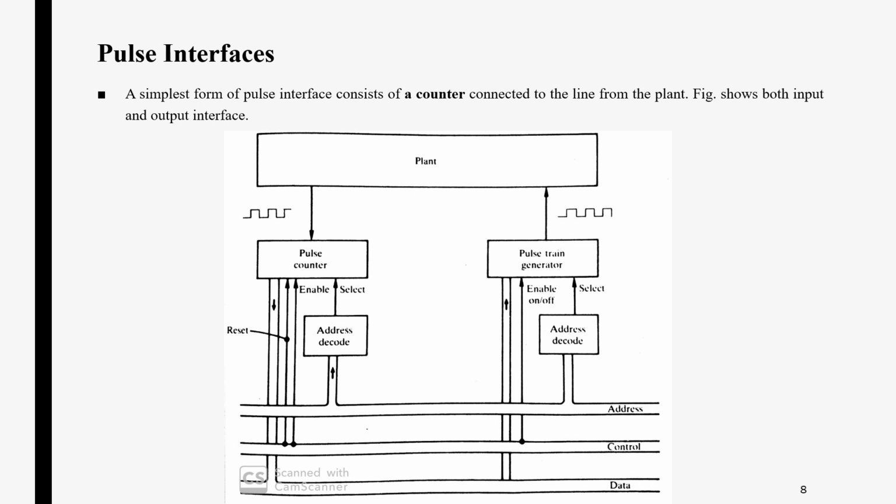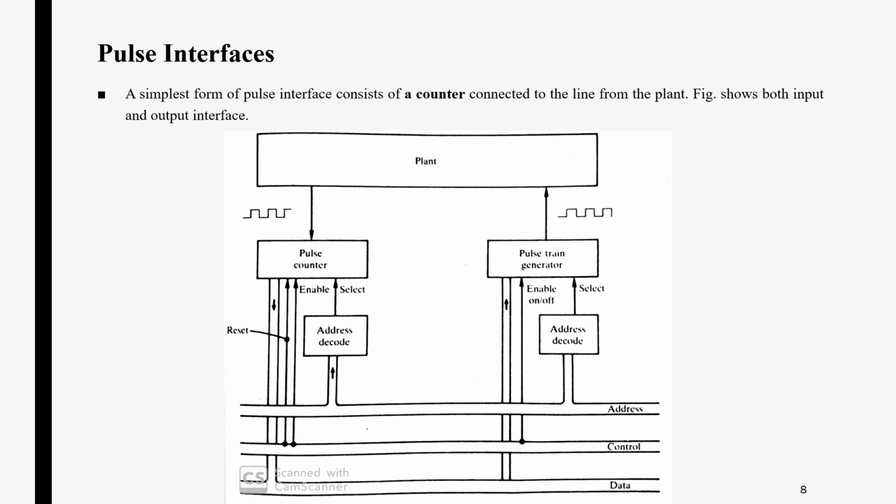Similarly, for the plant we are going to interface with pulses. If the pulse interface is connected to the plant, how does it operate, what are the block diagrams, and what functions does that interface perform? This is the simplest form of the pulse interface, consisting of a counter. Here you can see the pulse counter connected to the line from the plant, and this figure shows both the input and output interfaces.